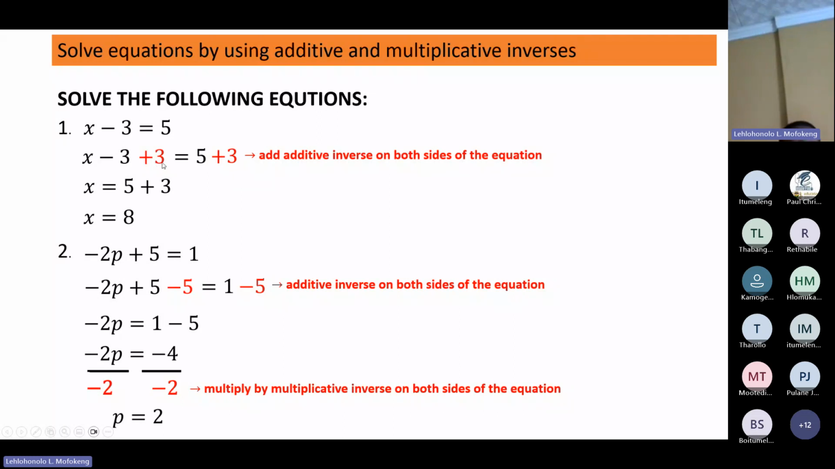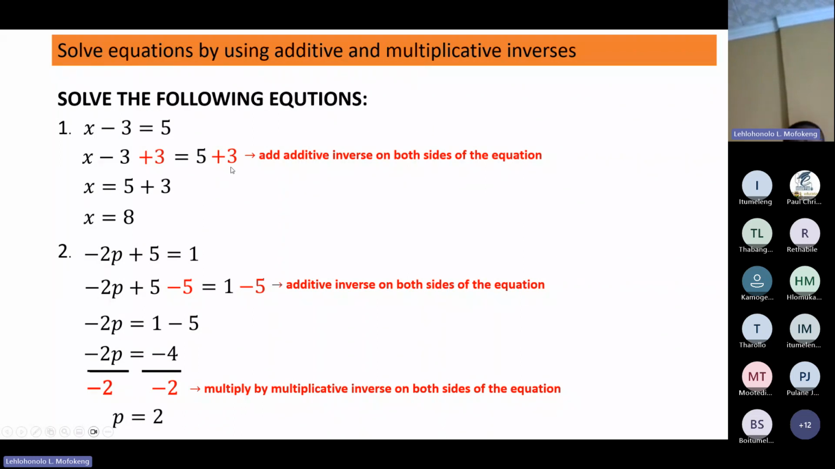By so doing, we are going to have x plus 0 on the left-hand side. Therefore, we will be isolating x. And on the right-hand side, we will have 5 plus 3. The next step is x equals 5 plus 3. Most of the time, the learners would ask, why can't we say we have taken negative 3 from the left-hand side to the right-hand side?